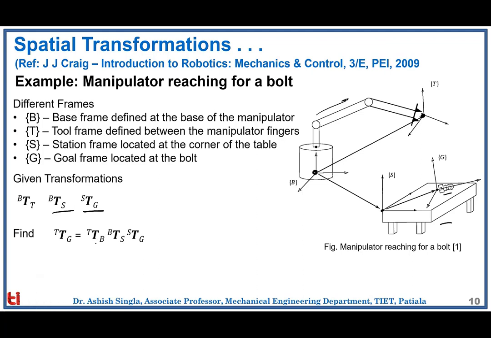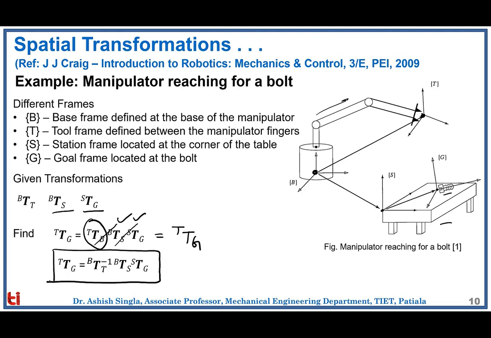Here you can see this B will cancel with this B, this S will cancel with this S, and finally we have the required transformation. However, these two transformations are known to us, but this transformation is not known to us. Its inverse is known to us. So we can use the inverse transformation using the concept discussed in the last slide, and we can get the final transformation matrix this way, as a compound transformation matrix, which will give the description of the bolt with respect to the end effector of the robotic manipulator.